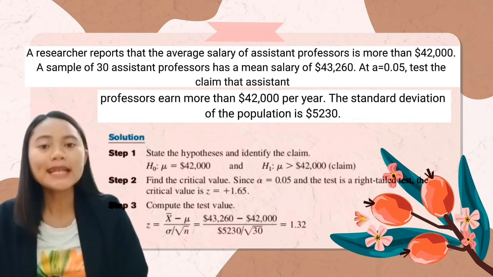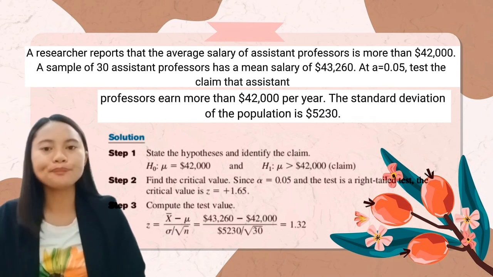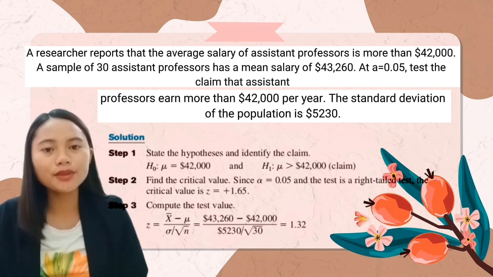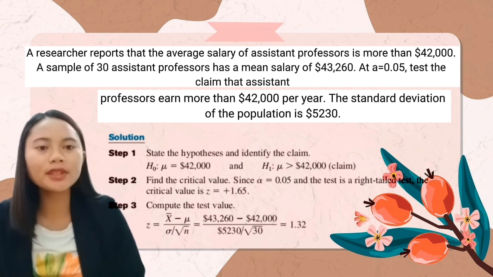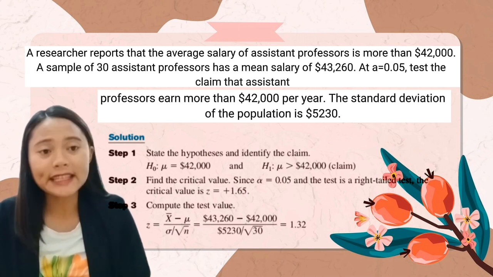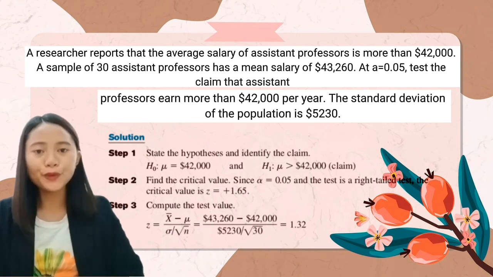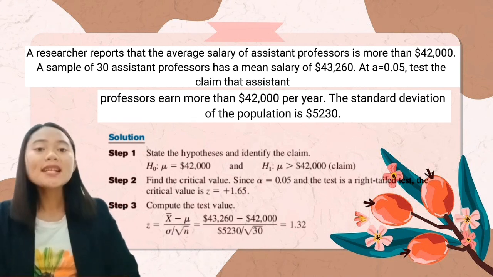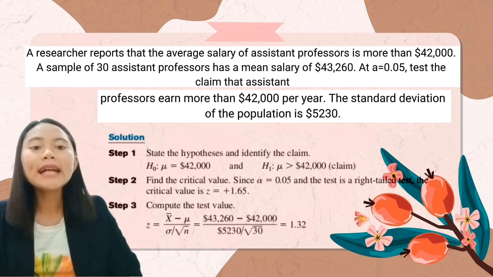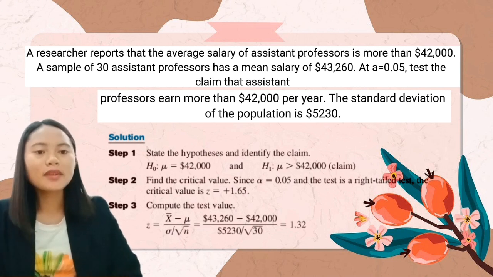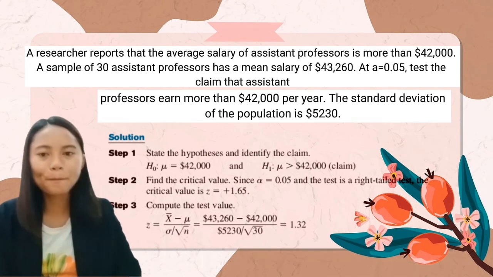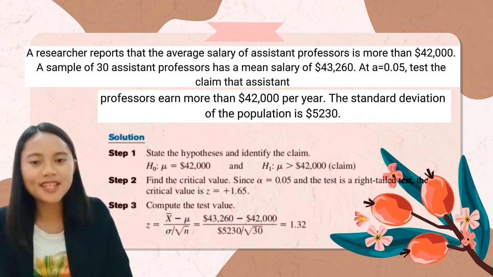Step 1. State the hypotheses and identify the claim. Our null hypothesis is mu equals $42,000, and the alternative hypothesis is mu is greater than $42,000. That is the claim. Step 2. Let's find the critical value. Since the alpha is 0.05 and the test is a right-tailed test, the critical value is z equal to positive 1.65.